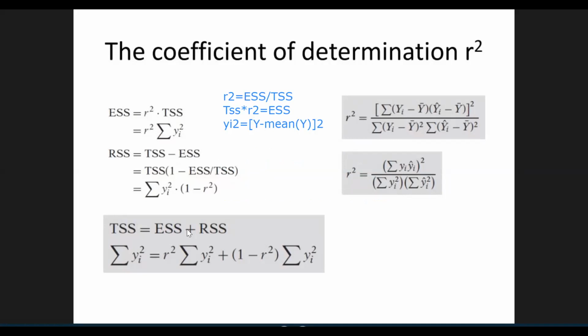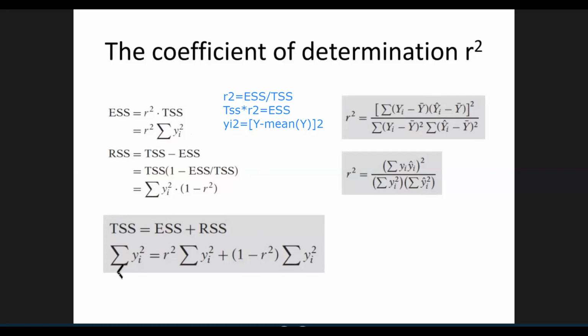So TSS is actually ESS plus RSS. What is TSS? Summation y square. What is ESS? This is R square summation yi square. Here it is written: ESS, R square summation yi square, plus RSS. What is RSS? This is 1 minus R square summation yi square. So from here you can find out R square equal to summation yi square.